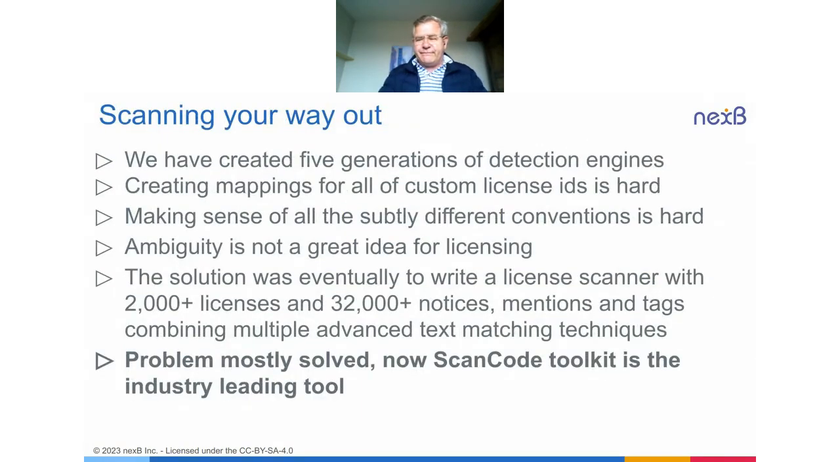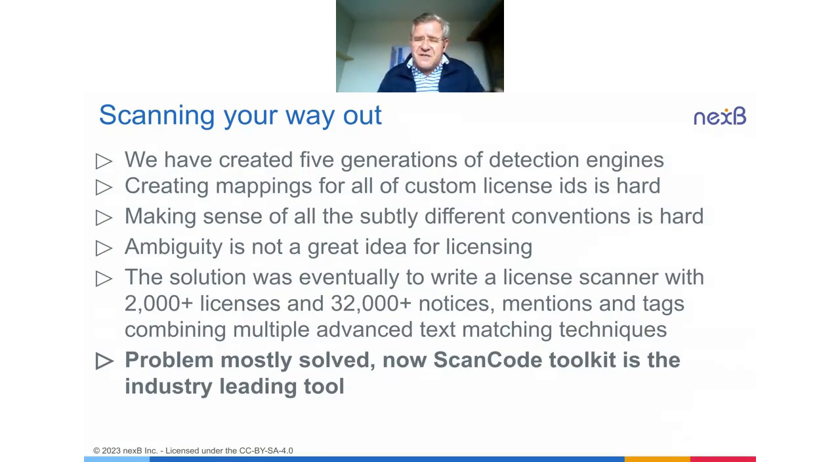Now, to sort and escape this mess, I've built, and we've created, different generations of license detection engine. The one used in ScanCode today is the fifth one. Originally the idea was to create mappings, saying if you have this text or this mention, then it means that. The problem is that it's difficult to do that on a large scale consistently. We were using regular expressions at the time and many different techniques.